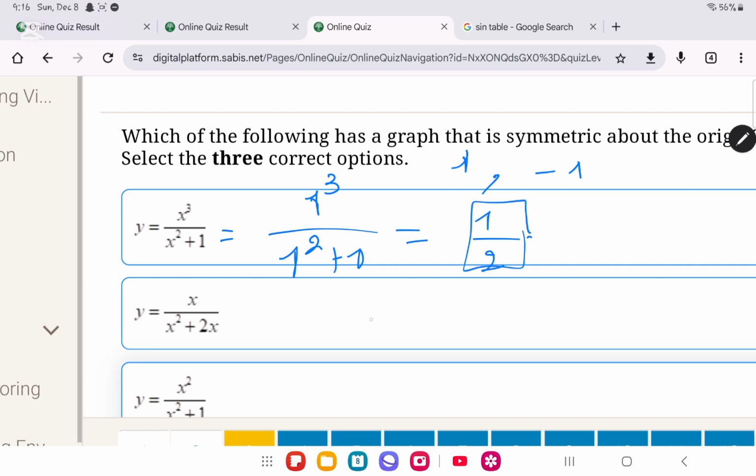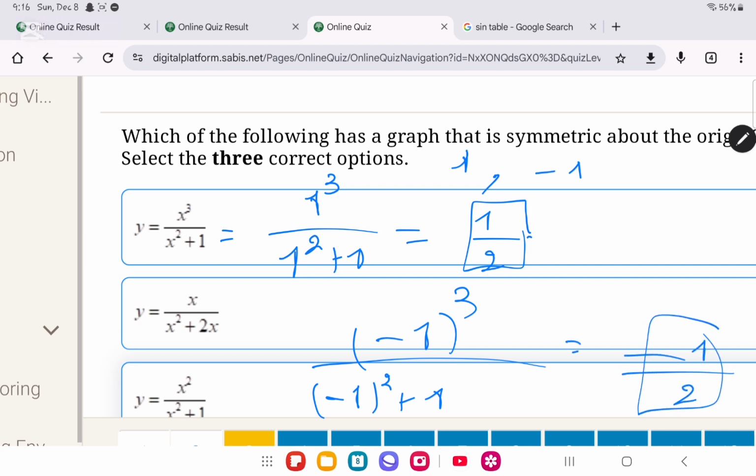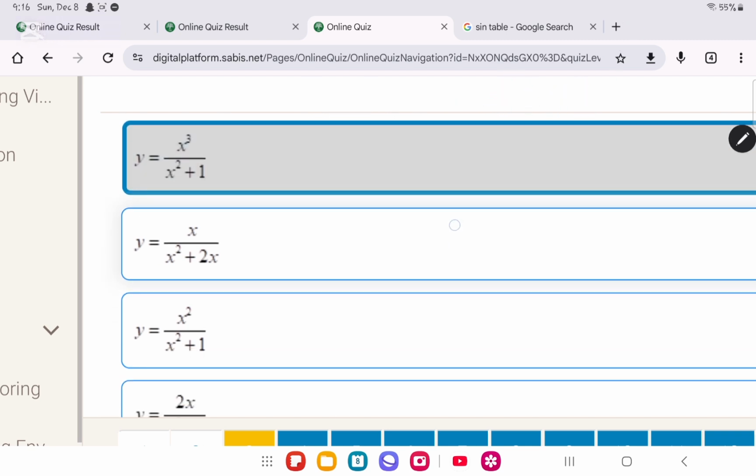If you substituted minus 1, that becomes minus 1 to the power of 3 divided by minus 1 squared plus 1. Solving it, you're going to get minus 1 divided by 2. Now, if you multiply this by minus 1, you are going to get 1 over 2. So that gives us that f(x), which is 1 over 2, is equal to minus f of minus x. So yes, definitely this is an odd function.